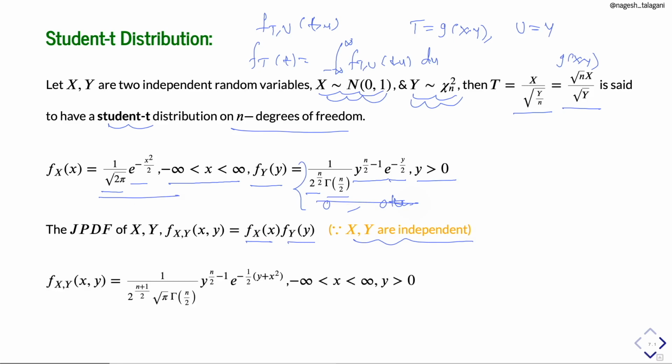So to get the joint PDF of X, Y, simply let us multiply these two PDFs. So this is what we get. Here root 2 times 2 to the power of n by 2, I can write as 2 to the power of n plus 1 by 2 in the denominator, and we have root pi gamma n by 2 and y to the power of n by 2 minus 1 and e power minus x square by 2 times e power minus y by 2, I can write as e power minus 1 by 2 of y plus x square, for minus infinity less than x less than infinity and y positive, obviously 0 otherwise. Okay, this is the joint PDF of X, Y.